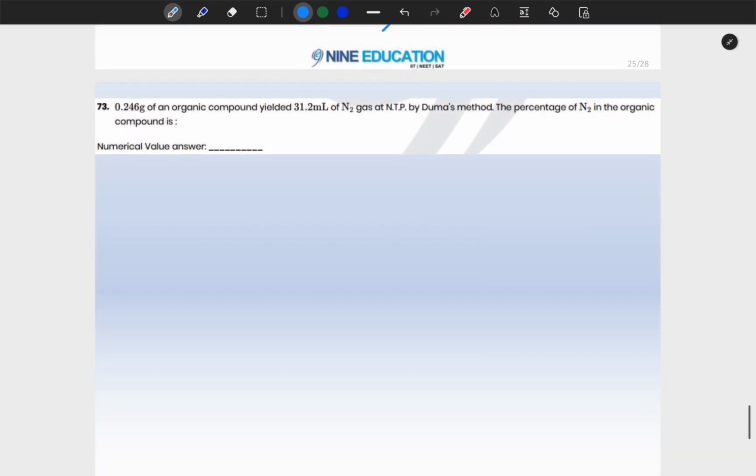Question number 73. Now basically we need to find out the amount of nitrogen by Dumas method. Now we know how we can find out the amount of nitrogen using Dumas method. For finding the amount of nitrogen in Dumas method, this is the formula. The percentage of nitrogen will be equal to the volume of nitrogen that is evolved divided by 8 into W. W is the mass of the organic compound.